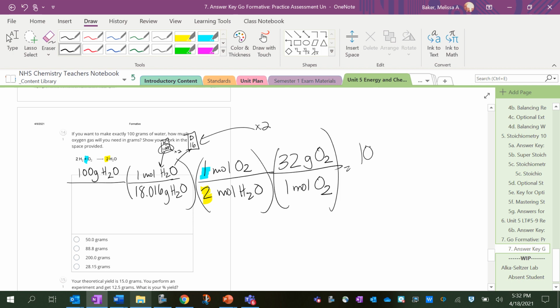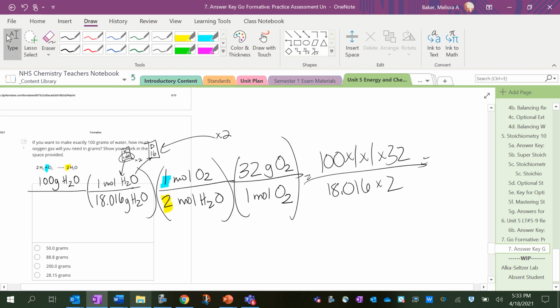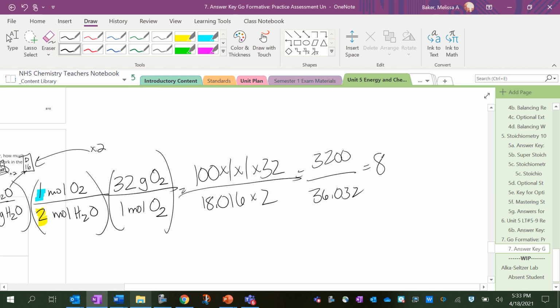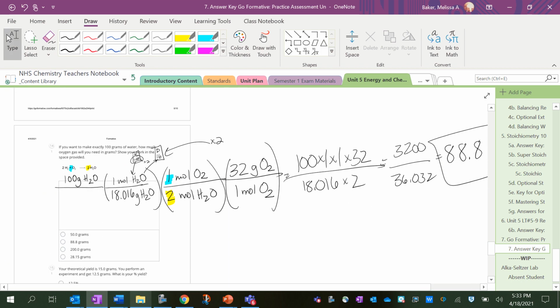Now I take everything on the top, 100 times 1 times 1 times 32, divided by 18.016 times 2 to get my final answer. So let's see, what is this? Bottom is 36.032. The top is 3200. So 3200 divided by 36.032. Answer, 88.8 grams of O2. Final answer.